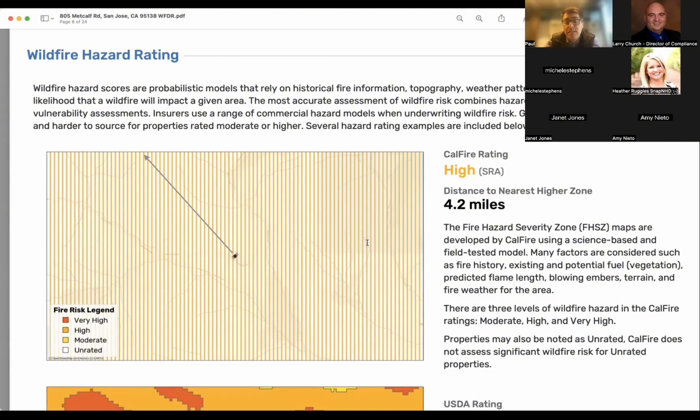The hazard rating really speaks predominantly to the likelihood of a wildfire passing this structure, right? And so you can see here with CAL FIRE, not only do we give the rating, the high rating, we tell you if it's an LRA or an SRA, that's the state responsible area or a local responsible area, all of which would line up to how CAL FIRE manages and communicates fire risk across the state. But we also identify how far away you are from the nearest higher zone, right? So in this case, you can't see it in the map view because it's outside the map view, but the nearest zone is 4.2 miles away.